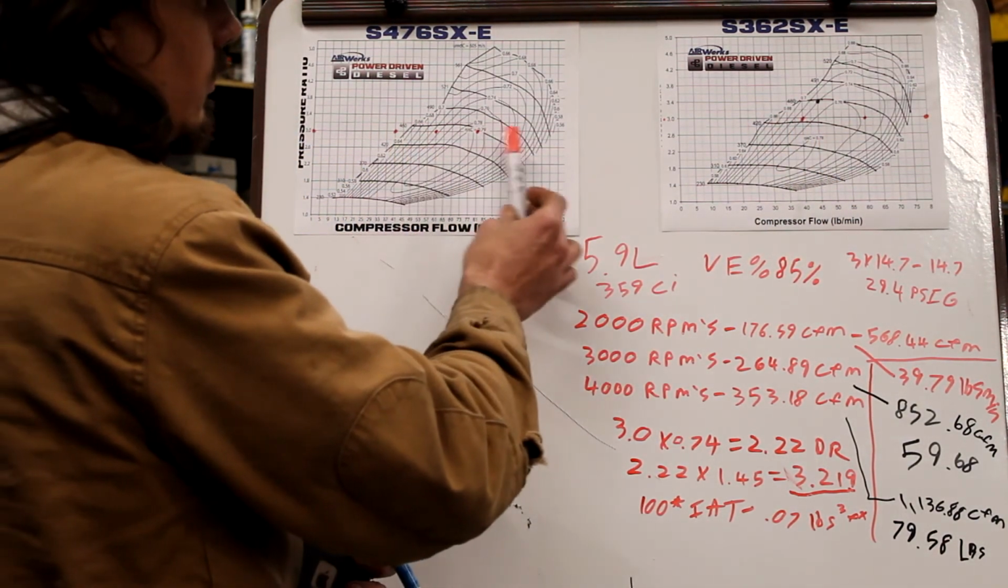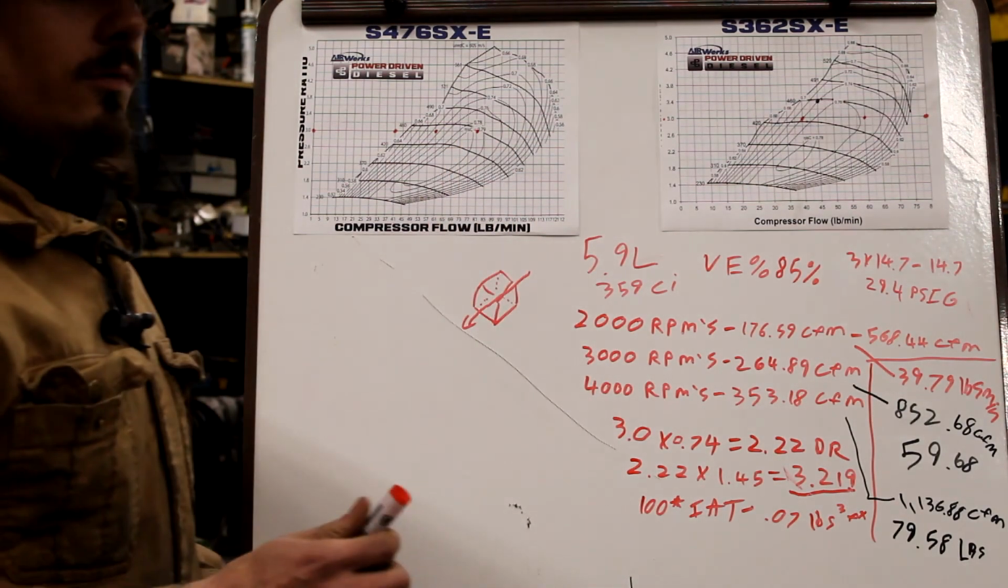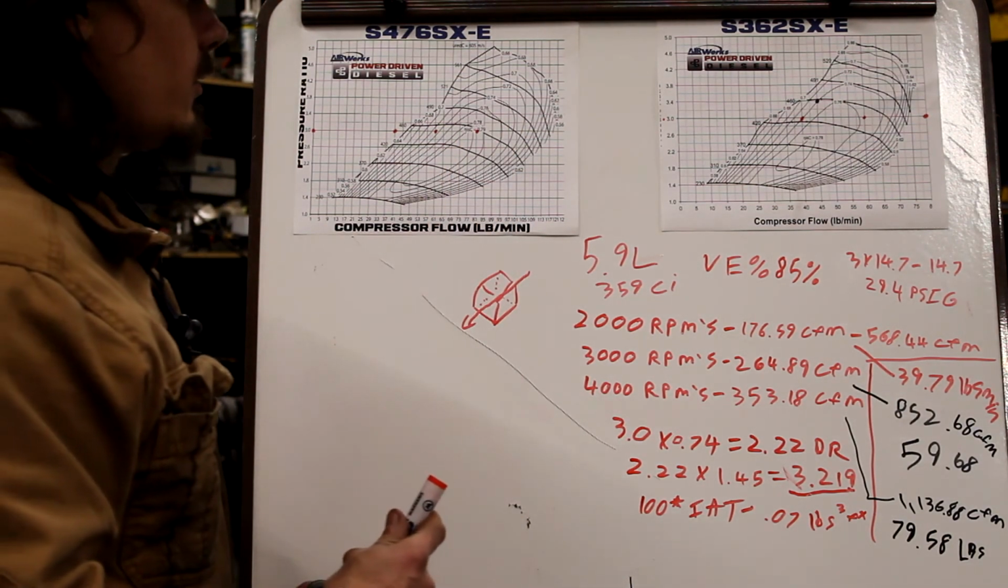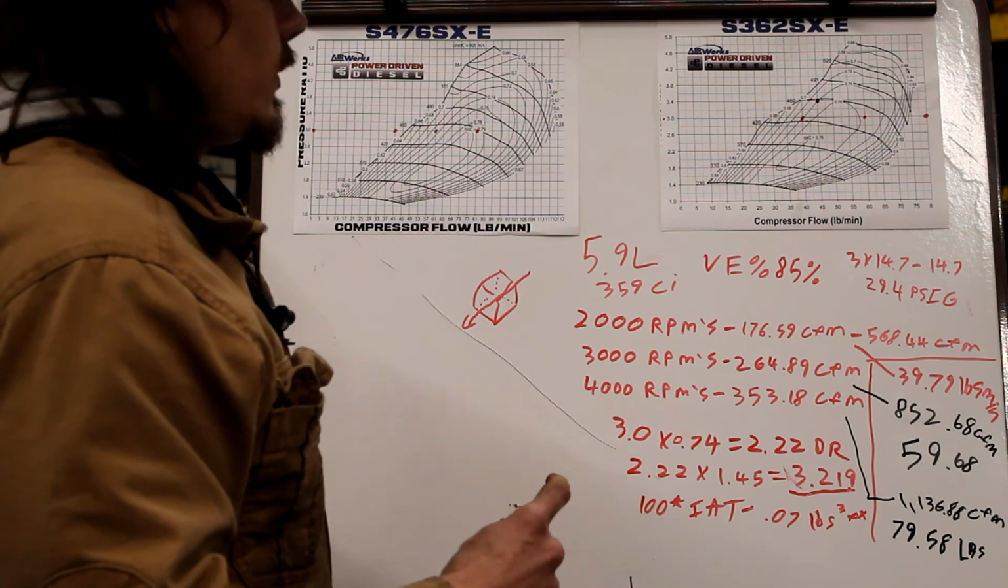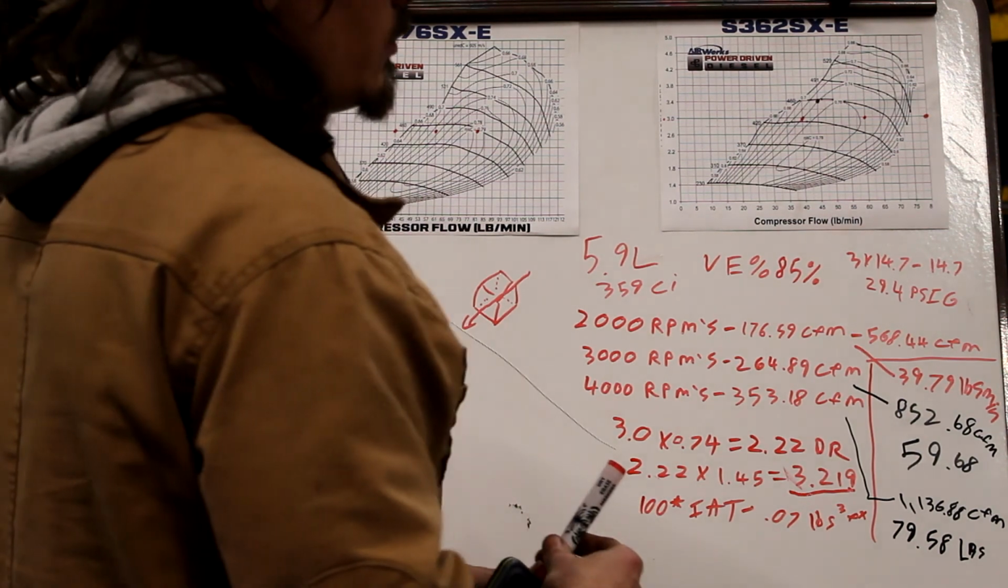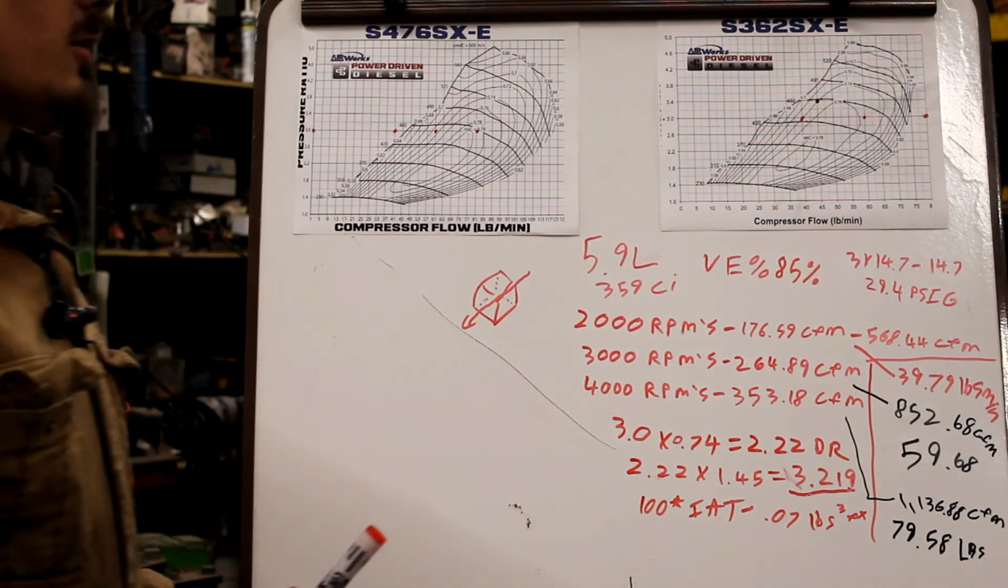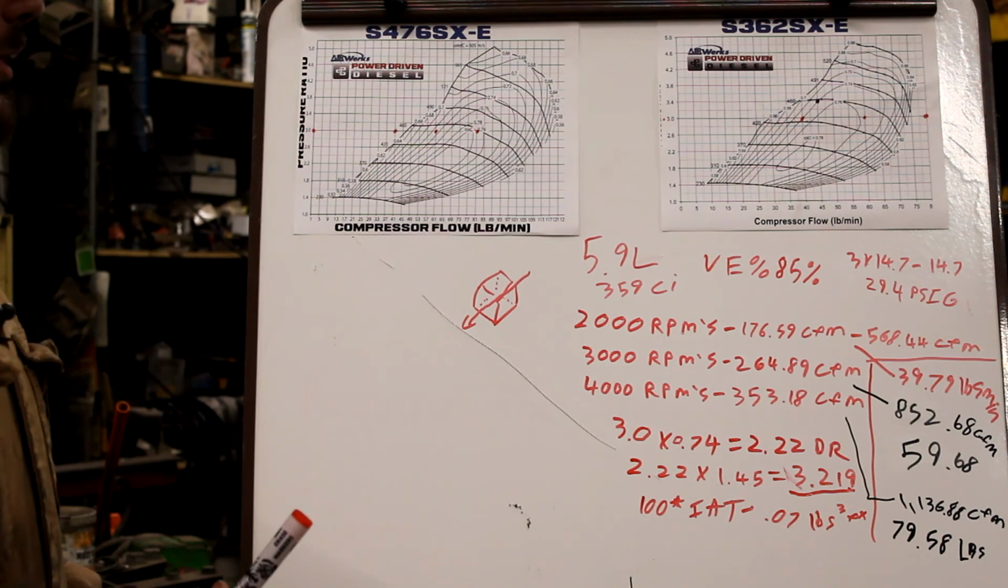Where things get different is when we start obviously getting up into the higher flow rates, where the compressor efficiency changes between the two of them, as well as we start to run out of compressor on the other one, and running out of compressor is an air speed dealio.